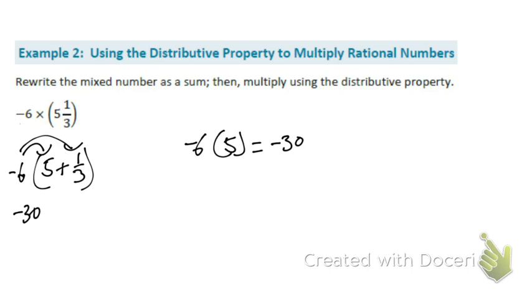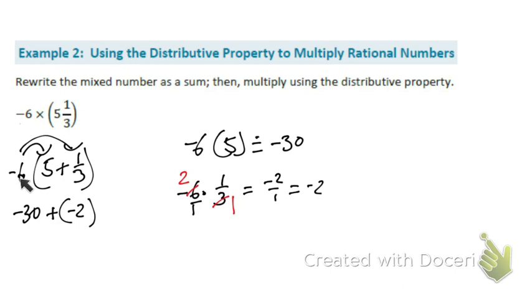Then we got to do the -6 times 1/3. And remember what we talked about earlier. If you're multiplying a whole number times 1 over something, you're basically just doing 6 divided by the bottom number. 6 divided by 3 is 2, right? So let's just do it out real quick. Right here, I could cross cancel. 3 goes in 3 once, 3 goes in 6 twice. And then we get -2 over 1, which is just -2. So again, that number 6 in front multiplies with everything on the inside. Now we can go ahead and add those two up. -30 plus -2 is -32.